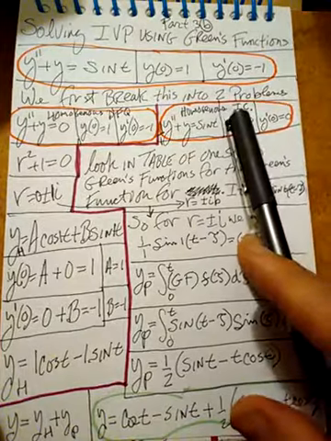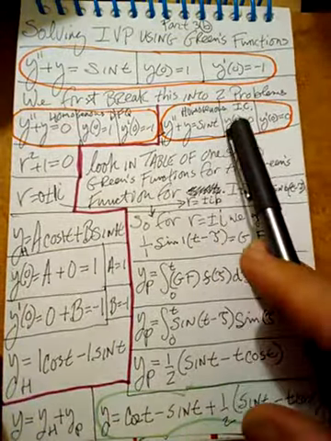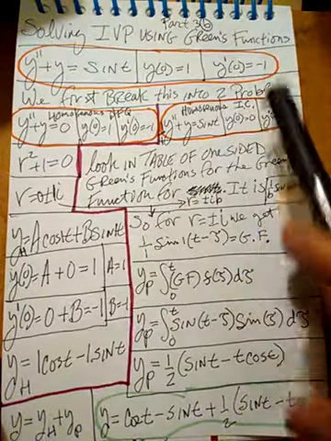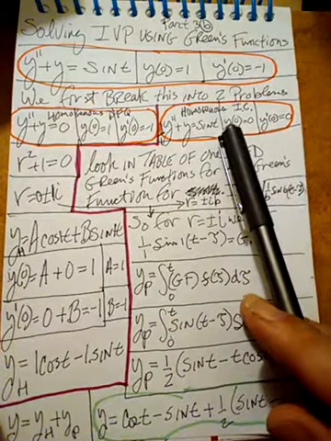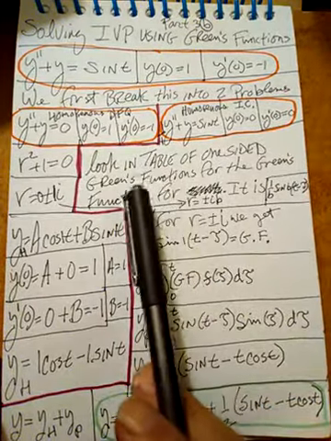The way we're going to solve this, this we've done before, but the way we're going to solve this is we're going to use Green's functions. Now, what you have to do is you have to find a table of Green's functions. We're not going to derive the Green's function.